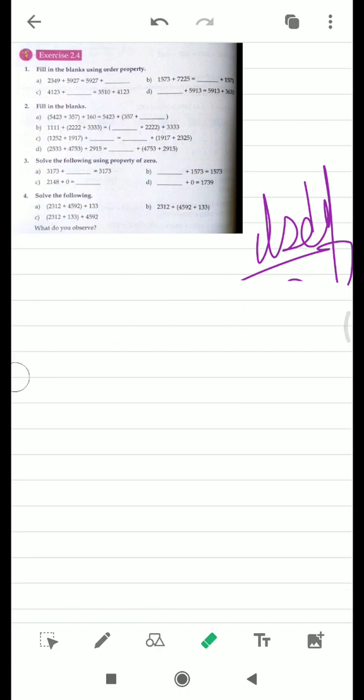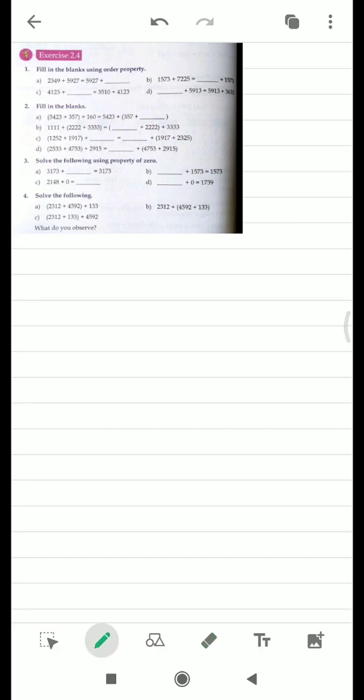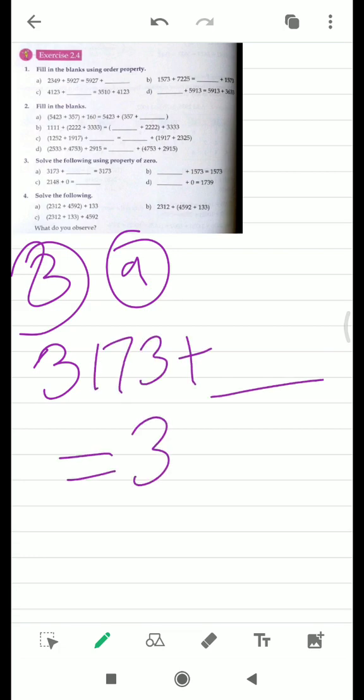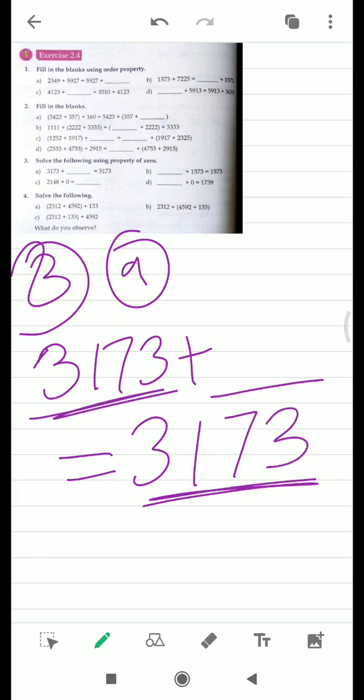So let's get started with our sums. Third question, A part. 3173 plus something, and it came out to be 3173. If we are getting the number itself after addition, then it must be 0 here. It has to be 0 here, right? So this is your answer. 0 has to come here.